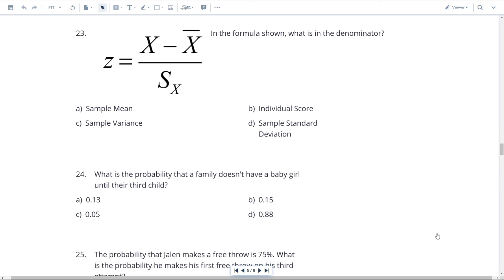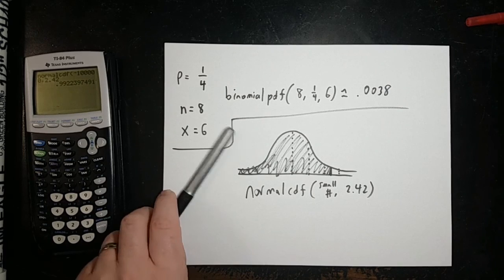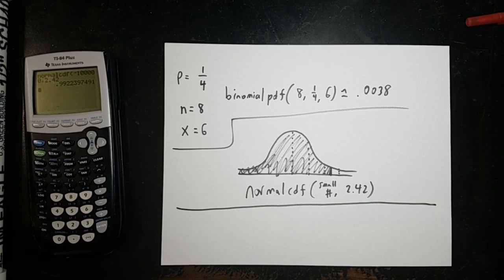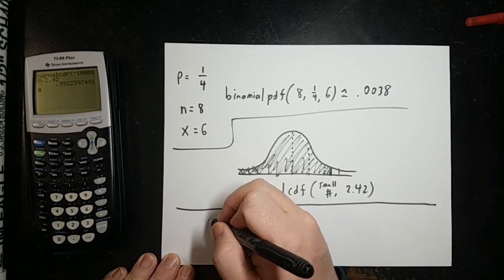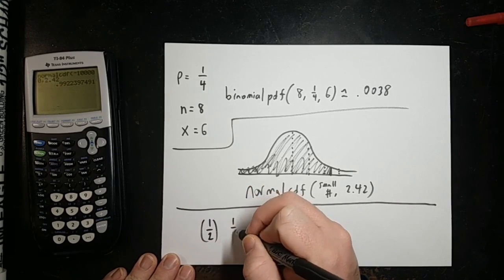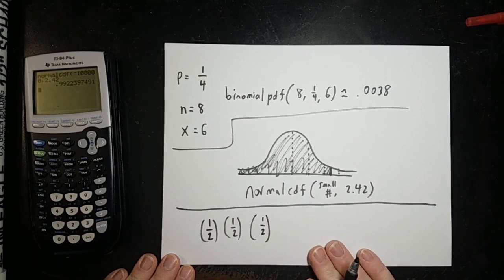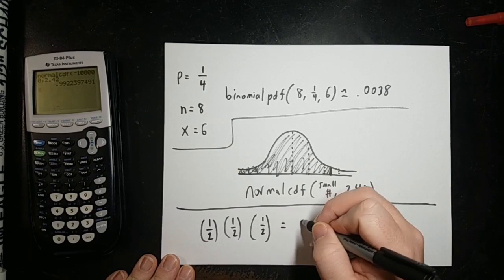Let's look at number 24. What is the probability that a family doesn't have a baby girl until their 3rd child? This is an example of a geometric problem. A geometric problem is you're looking for a first success. Meaning on the 1st child they got a boy, the 2nd child they got a boy, and then on the 3rd child they finally got that girl. Each trial independent of the next.